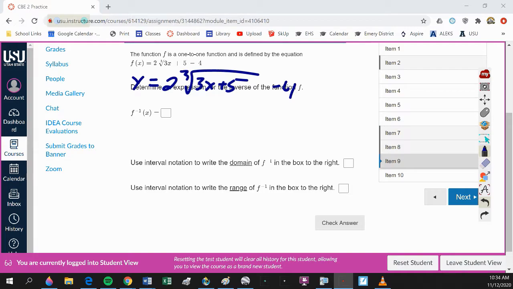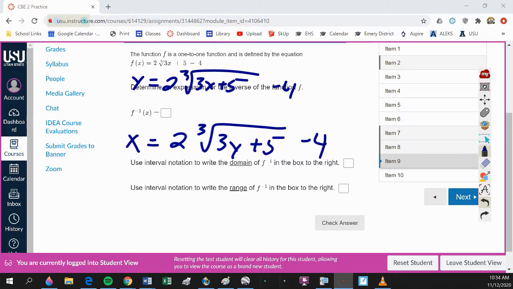So we have a domain and a range. The inverse looks like this. I just turn every x into a y and every y into an x. So x is equal to 2 times the third root of 3y plus 5, minus 4. But in its current form, we can't graph it. So we need to solve for y.